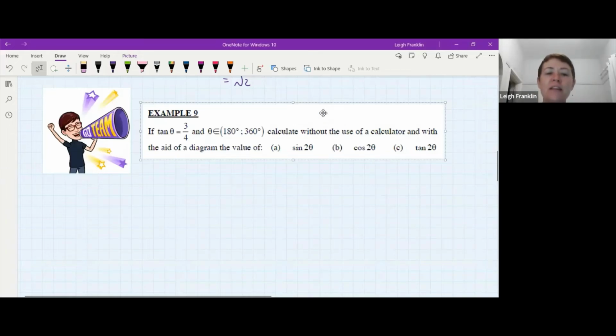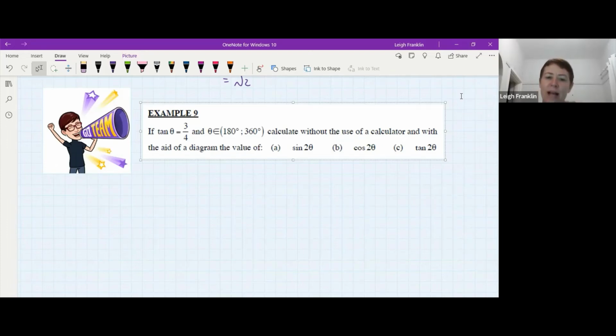All right, so now these sorts of questions, do we remember these from grade 11, grade 12s? If tan theta equals 3 over 4 and theta is an angle between 180 and 360, calculate without the use of a calculator and with the aid of a diagram the value of sine 2 theta, cos 2 theta, tan 2 theta. All right, so this is a popular question. Often comes up in tests and exams. We call these questions that they're based on the theorem of Pythagoras, right?